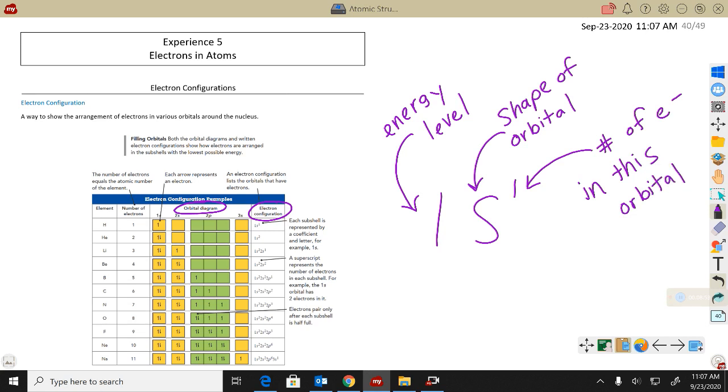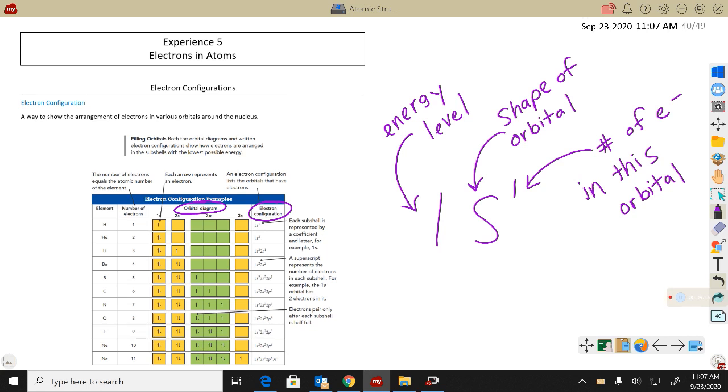So it's even shorter than the boxes. So if I see 1s1, it means that there's 1 electron in the s orbital, first energy level. So I would know then that this is an electron that's really close to the nucleus. It's in a spherical shaped orbital. Pretty cool, huh? And then so on.